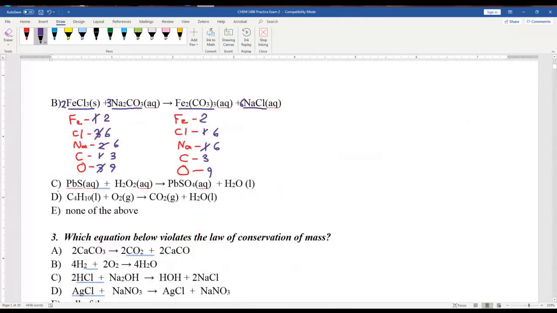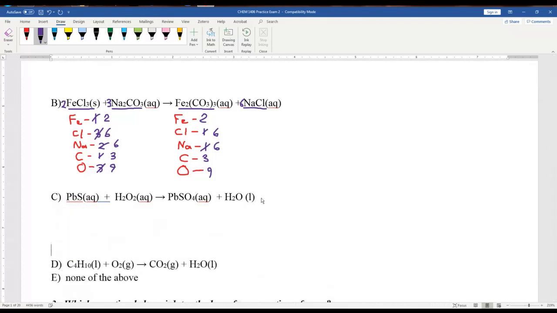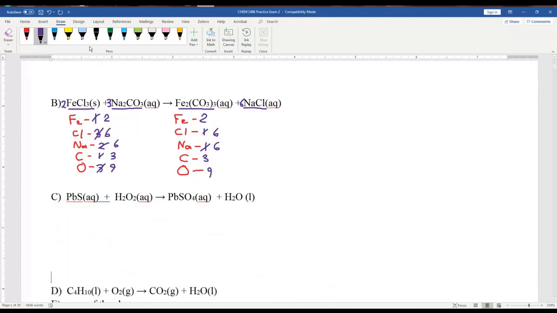So let's go ahead and look at the next one. All right. So now we just go ahead and we list our elements again. Pb, S, H, and O. On the product side, likewise, Pb, S, H, and O.